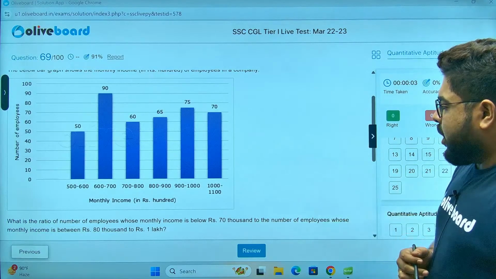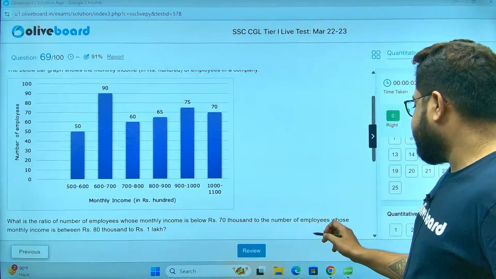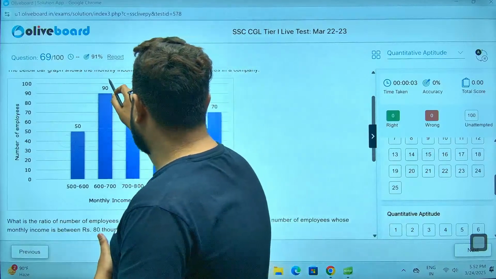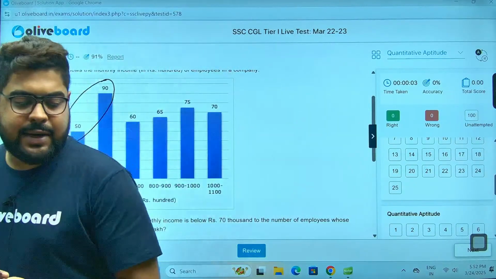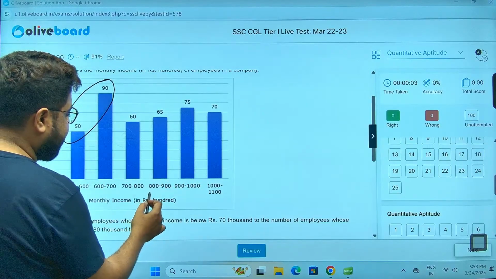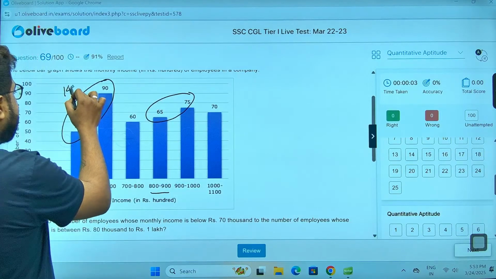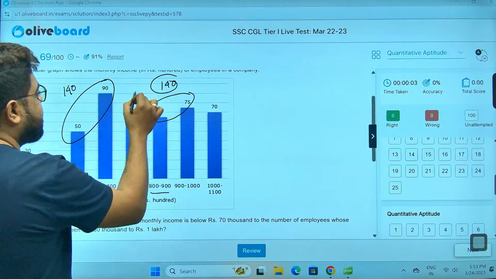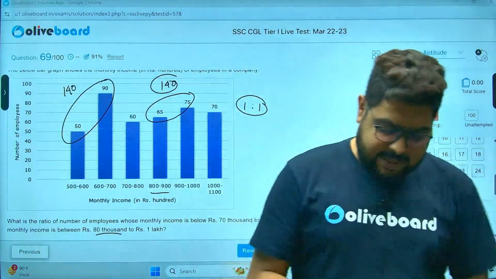Ratio of the number of employees whose monthly income is below 70,000 and the number of employees between 80 and 1 lakh. Below 70,000 is starting from here, and 80 to 1 lakh means from here to here. Meaning these two: 50 and 90 are 140. This is also 140. They are asking for the ratio. The ratio will be 1:1.